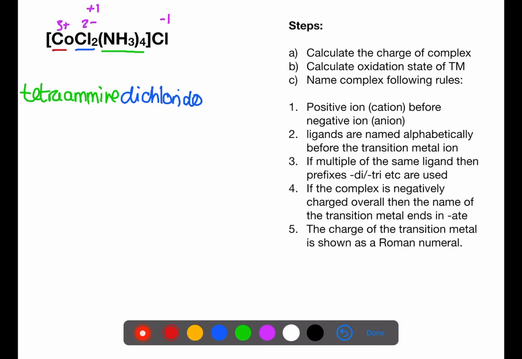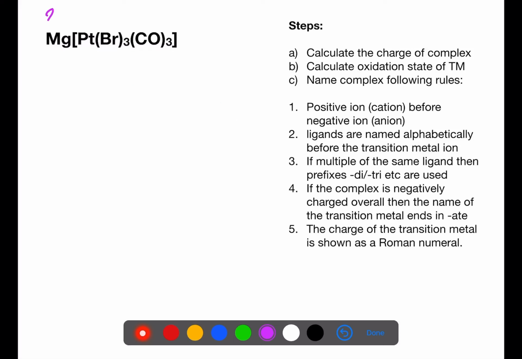The square bracket part is positive, so we can just put in cobalt. We then need to put in the charge of the cobalt, which is 3, followed by the counter ion, which is chloride. So overall, we have tetraamine, dichlorido, cobalt 3 chloride.